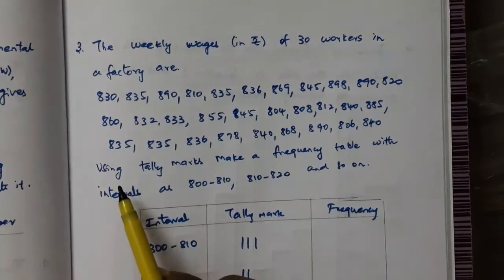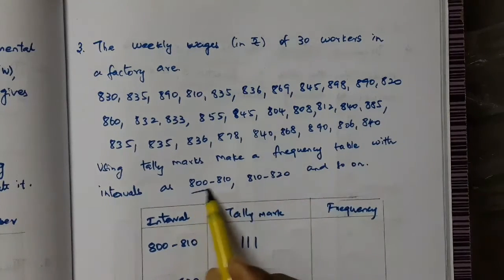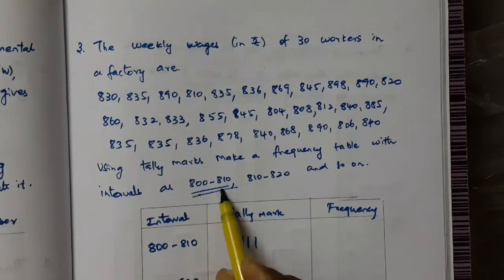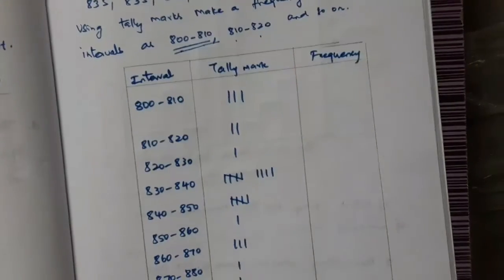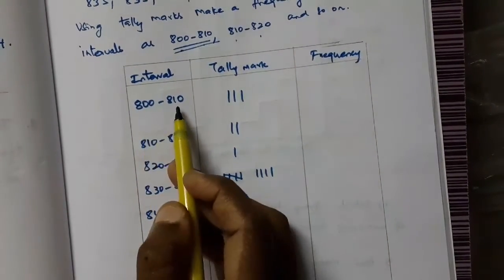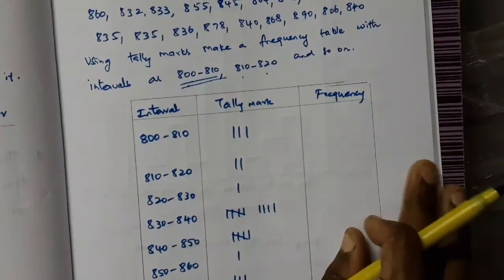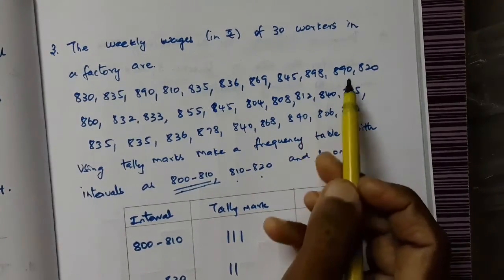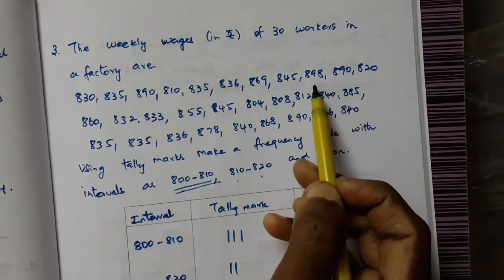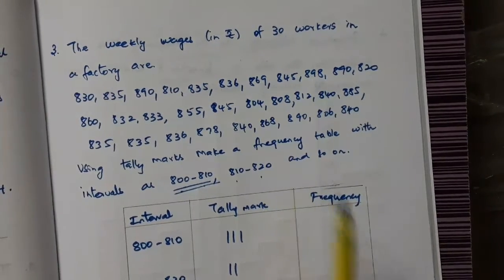Now we have to make a frequency distribution table using tally marks. Here they have given the class interval 800 to 810, 810 to 820. So it is easy. First we make an interval from 800 to 810. So we have to see what is the maximum number here. We can see 890 is here, 890 is here, 898 is here. So we can extend up to 900.